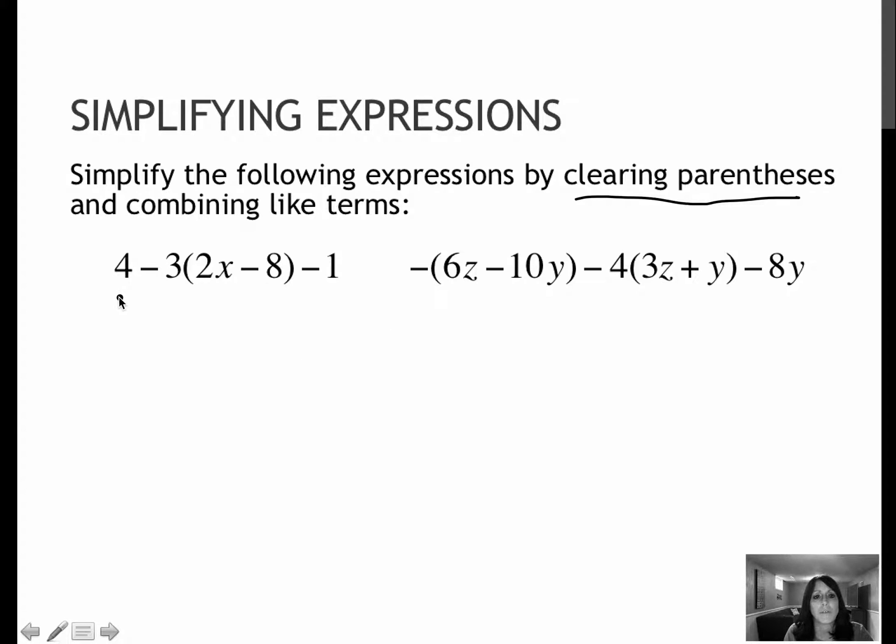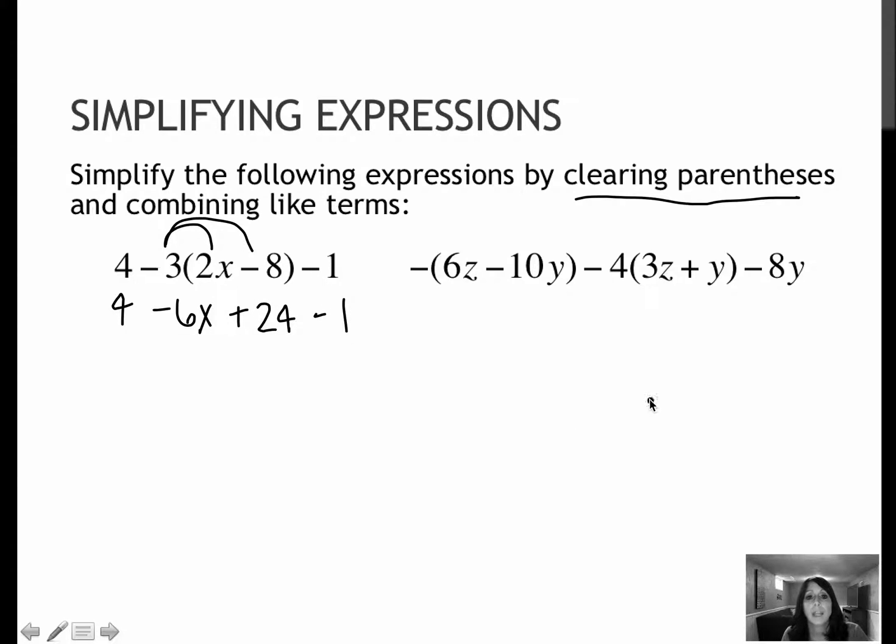So for instance, on my first expression, I have 4. Then I have a minus 3 that's being distributed into the 2x minus 8. Now I caution you to be very careful again with the negative. If I take negative 3 times 2x, that gives me negative 6x. If I take a minus 3 or negative 3 times a minus 8, those two negatives, remember, come together to make a positive. So 3 and 8 together is positive 24, and I still have this minus 1 on the outside.